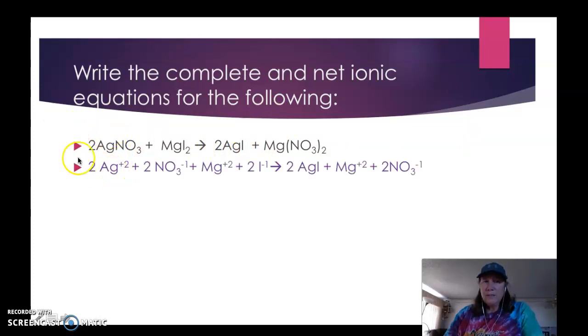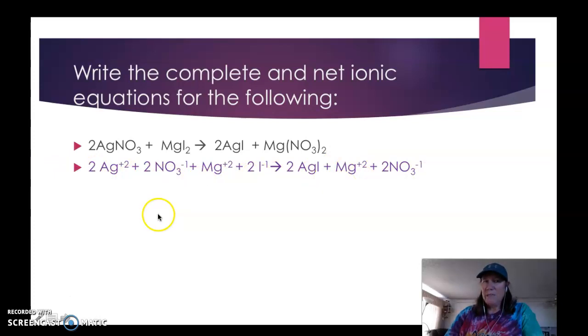So silver plus, this should be +1, you guys, sorry. I'll fix that later. This is +1. And then nitrate is -1, and the 2 in front. I don't know why I put the 1 there. Okay, now we have magnesium as +2, that's right, and 2 iodide at -1. I broke all these down into their ions, okay? Now over here, I keep this one together because remember, it forms a precipitate, but this one doesn't, so I break it down into its ions, okay? And you have to make sure you put the numbers in there.